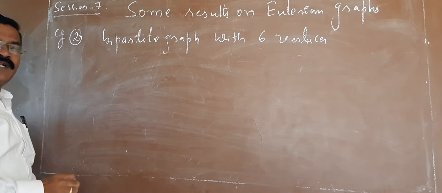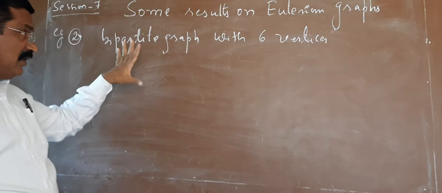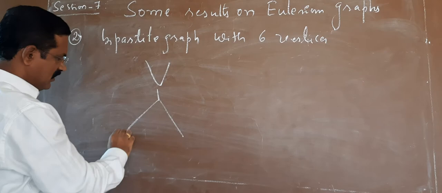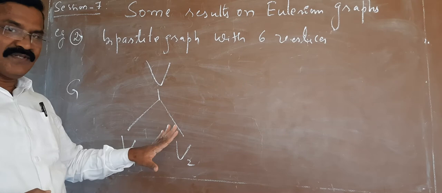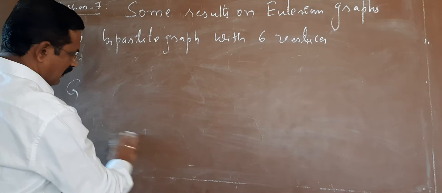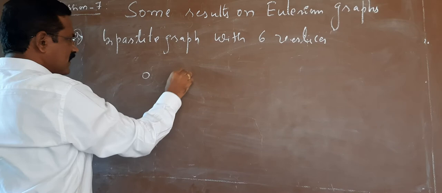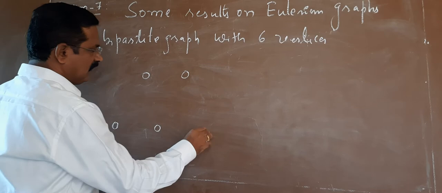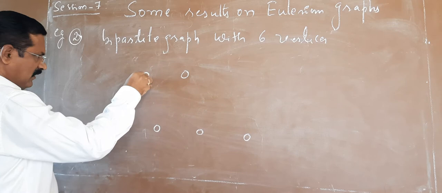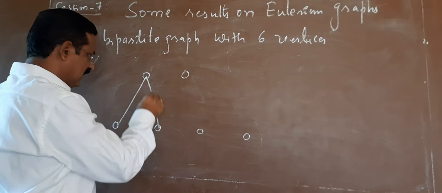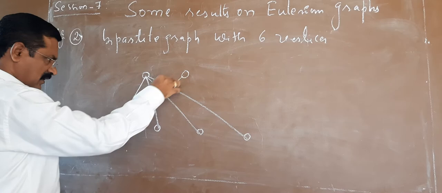You know already what a bipartite graph is. A graph is said to be bipartite if it is possible to partition the vertex set V into two disjoint subsets V1 and V2 such that every edge of G joins a vertex of V1 to a vertex of V2. So that graph is called a bipartite graph. Now, if I consider two vertices out of 6 vertices in one set, and the remaining 4 vertices in the other set, I am considering a complete bipartite graph. A complete bipartite graph is also a bipartite graph. What is a complete bipartite graph? I will join this vertex with one vertex of the other set like this. Similarly, I will join this vertex with all other vertices of the other set.